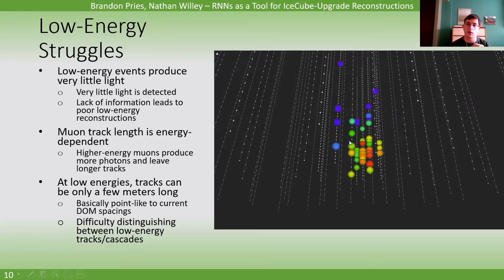So just an example of what a low energy event would look like. This is something on the order of like 10 GeV. And compared to the images on the last slide, this is significantly less information. So it's much harder to reconstruct accurately what your event looks like.